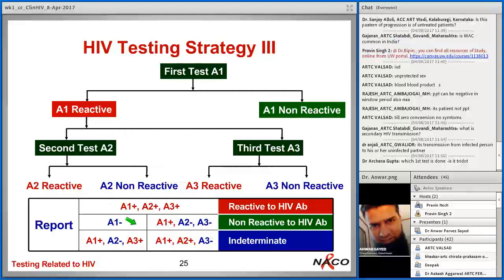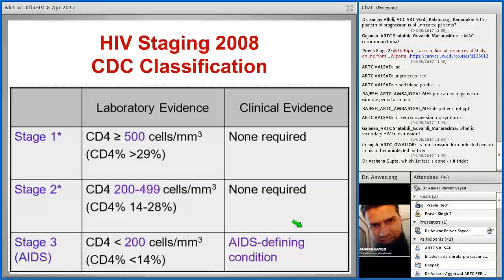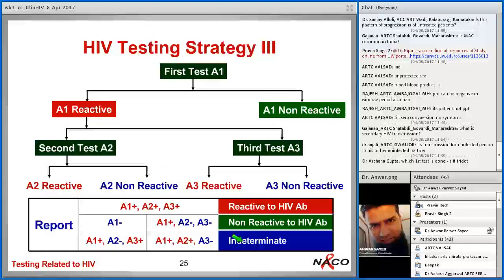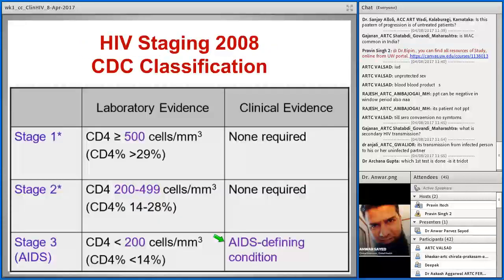But as I said, if the first test is negative, no further testing is done. But in some situations, all three tests are necessary to be performed. For example, in 18 months testing for babies, where all three tests are done. If the first test is positive and second and third are negative, then non-reactive to HIV antibody is interpreted. For an indeterminate test report, Western blot is performed at the state reference lab.